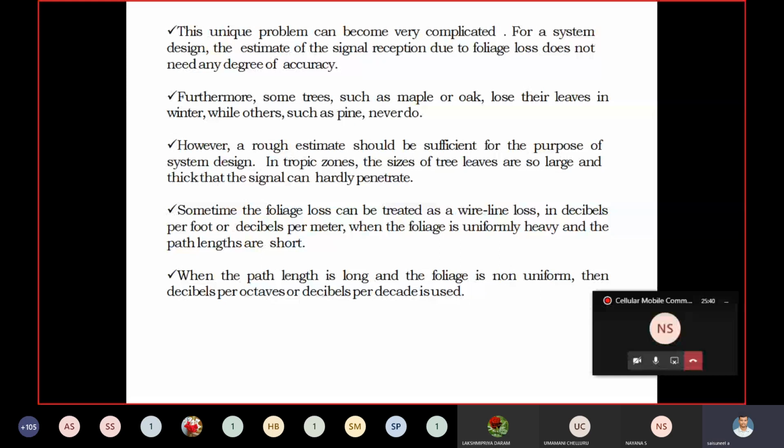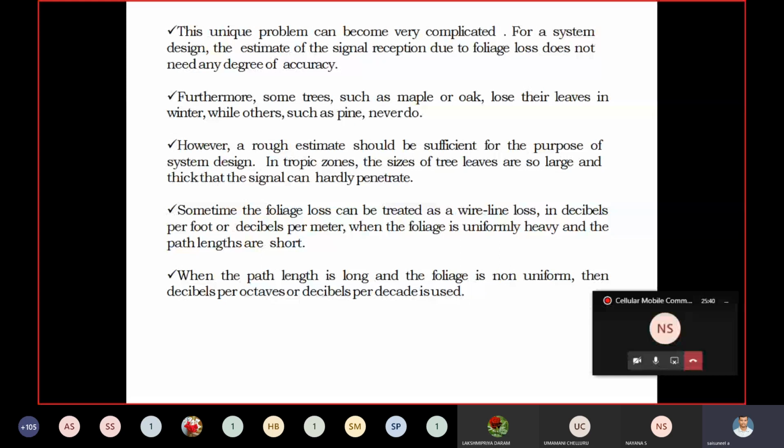Path length is long and foliage not uniform. Right? So we have to go for thick forest. In this thick forest, in some areas the height of the trees is very low. Based upon this, it is non-uniform. Foliage loss is non-uniform for a long path, not for a short path.